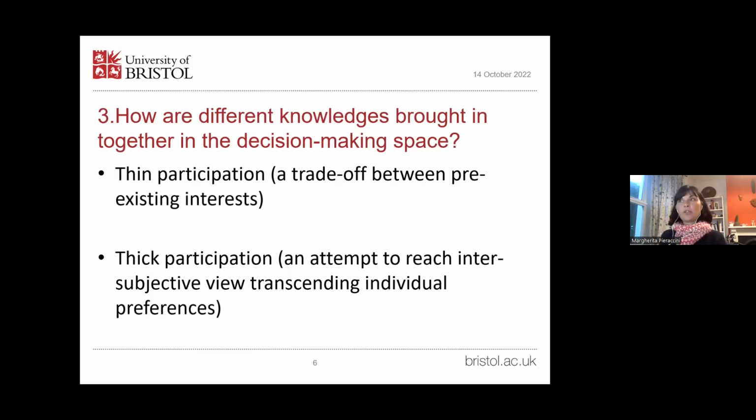And that's what thick participation instead tries to do, which is really an attempt to move beyond pre-existing stakes and pre-existing interests to reach intersubjective views that really transcend individual preference. Thick participation is what we call in regulatory studies, and also in political theory, deliberation, okay? But how easy it is to reach this intersubjective truth is a different matter. And often, a lot of participation exercises tend to be thin rather than thick in nature. But that also has consequences that are not necessarily positive.